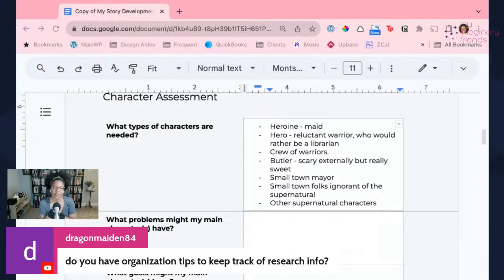So, question from Dragon Maiden 84: do you have organization tips to keep track of research info? Yes, and one of the videos is on that. I think it's next week. We're going to go over story Bibles, so it's probably a good idea to set that up early. But I write in Scrivener, and sometimes I keep all my research in Scrivener. It has different documents inside of the one file that you can keep. There are different ways that I've organized research in the past.